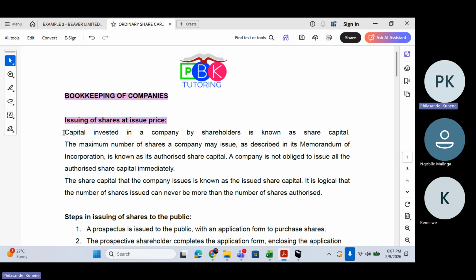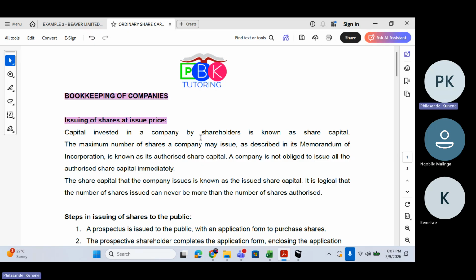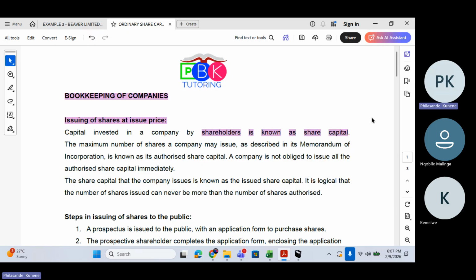What is the issuing of shares? It's at an issue price. They're saying here, capital invested in a company by shareholders is known as what? Is known as share capital. So there will be capital that has to be invested by shareholders, and that capital is known as share capital. Whatever shareholders are investing, some of them can invest assets and not actual cash, but still that will be share capital.